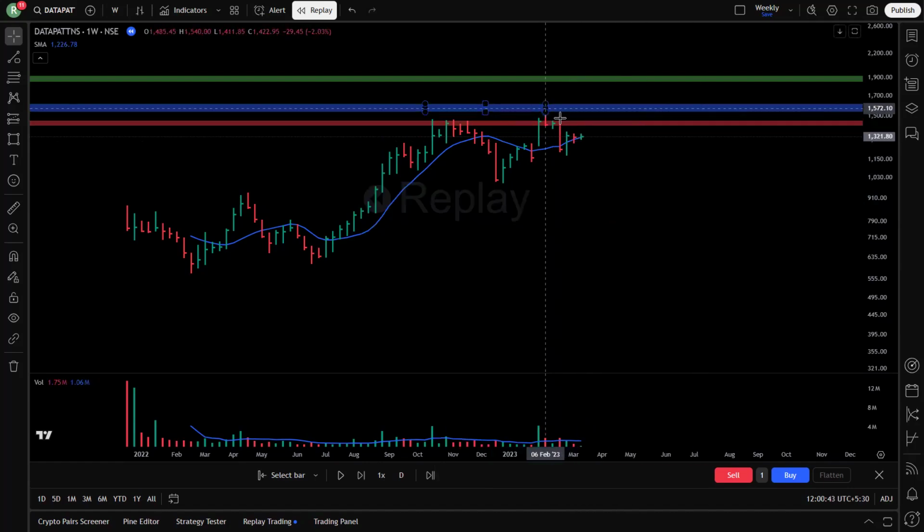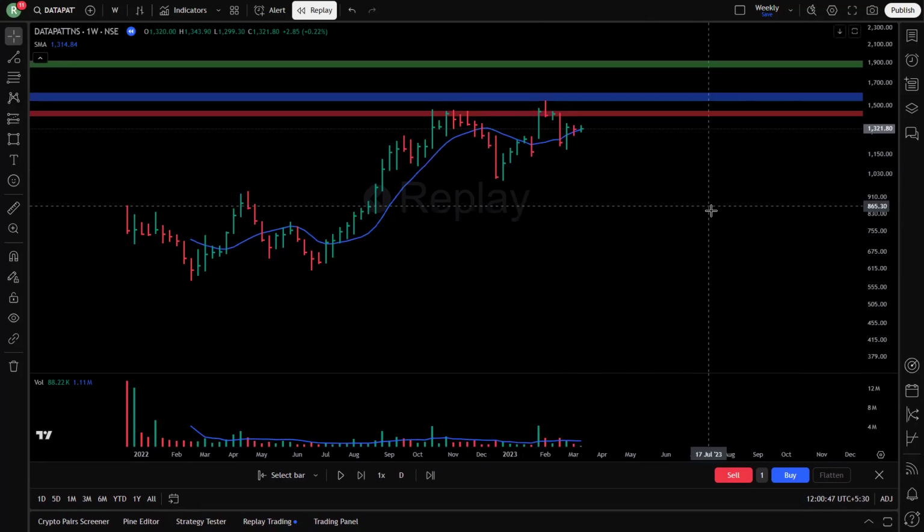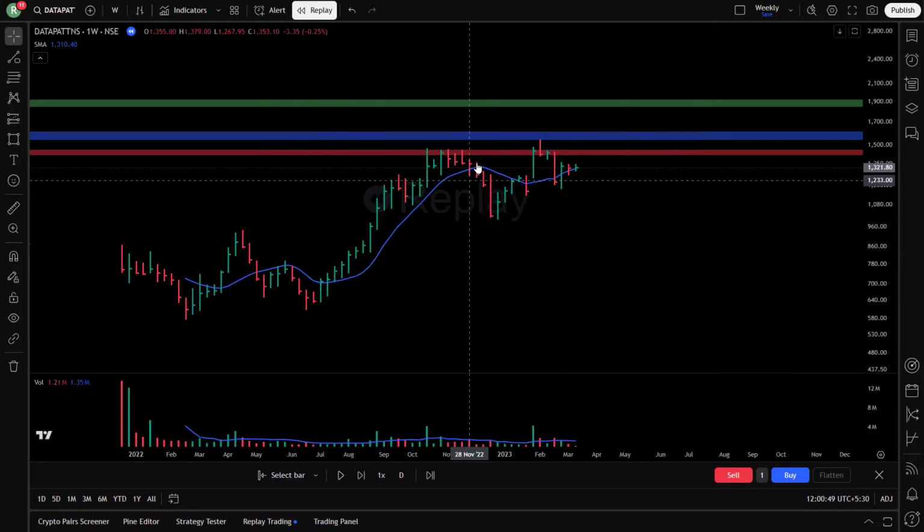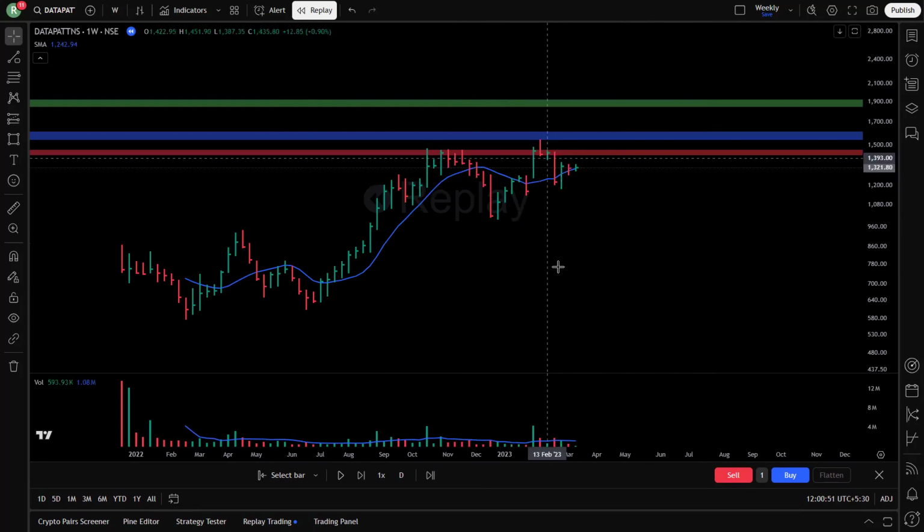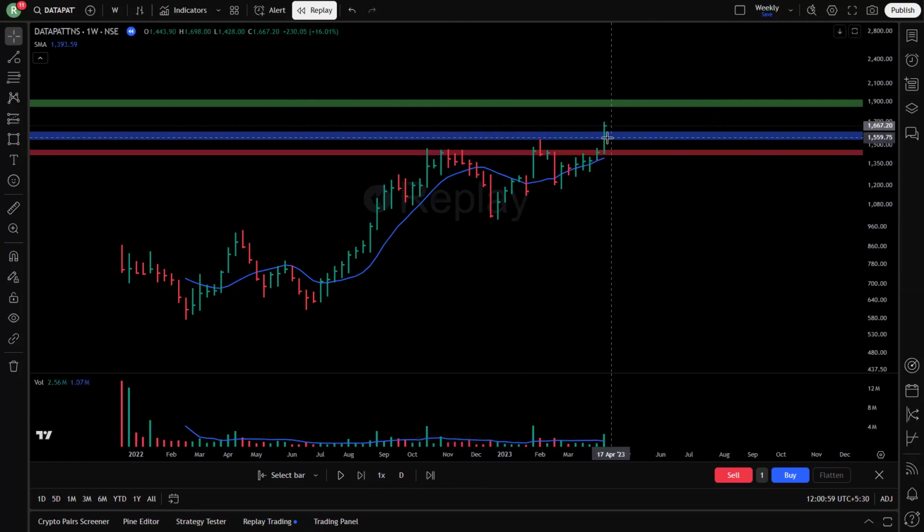So now you see this base. This is base 1, this is base 2A, this is base 2B. I will move the price forward. When the breakout happens, you see the breakout has happened. After this, you have to see whether the stock closes below the pivot point in a particular week, or I would say even in a particular day.